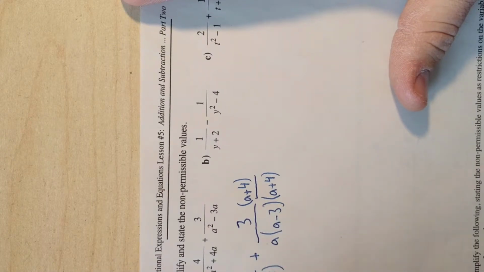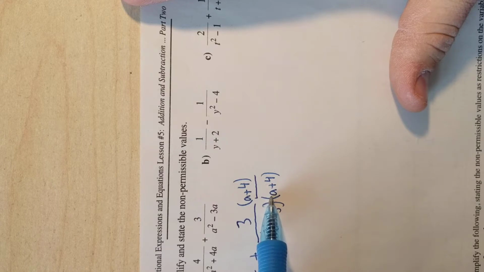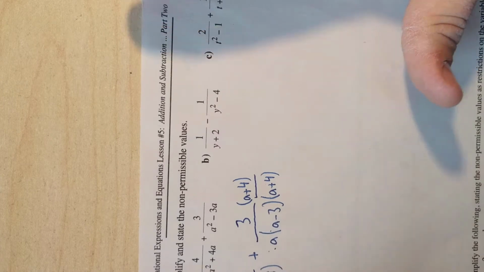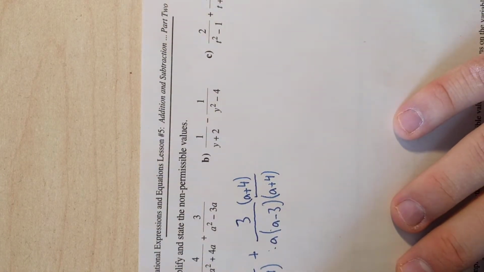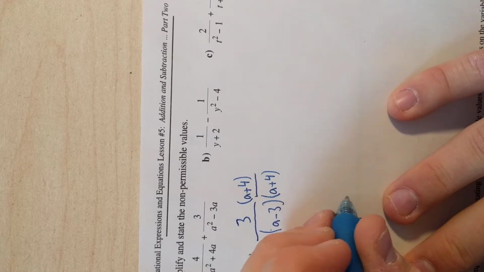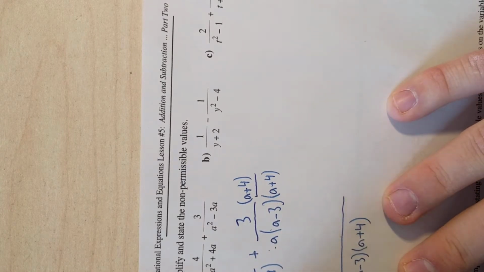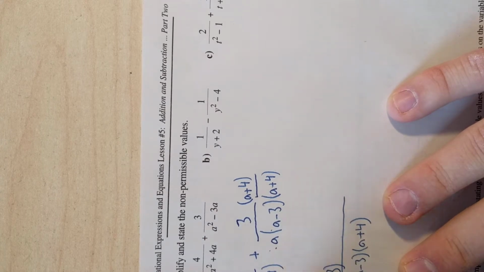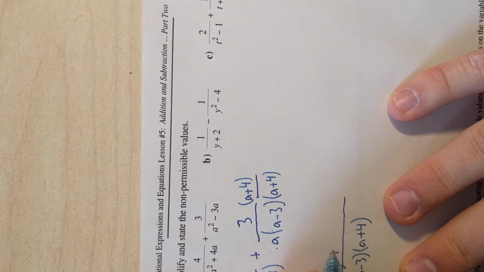Now we have the bottoms the same. We have an a minus 3 and an a plus 4. In this one we have an a minus 3 and an a plus 4. Even though they're in different orders, that doesn't matter with multiplication. The bottoms are the same. Now I can write this as one big happy fraction. The bottom will be a minus 3, a plus 4, and on top we have 4 times a minus 3, plus 3 times a plus 4. Notice these are being multiplied together, so that's why I write it like this.